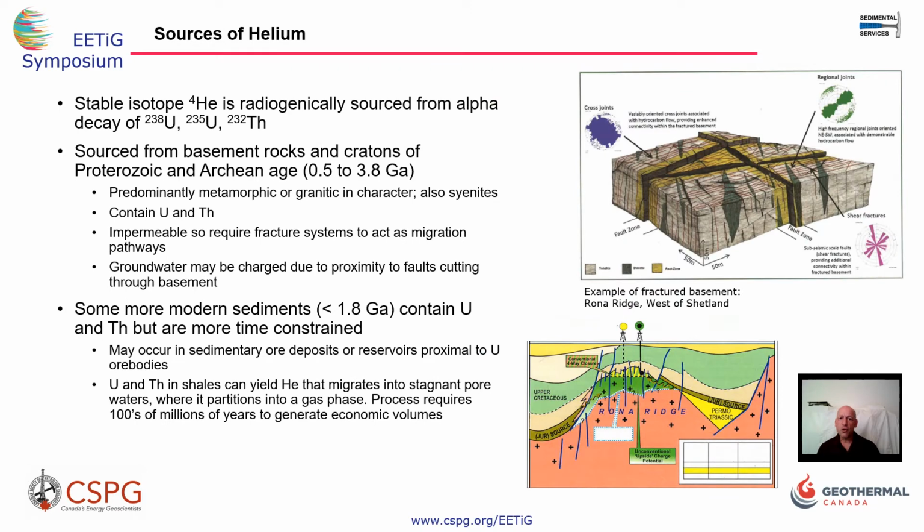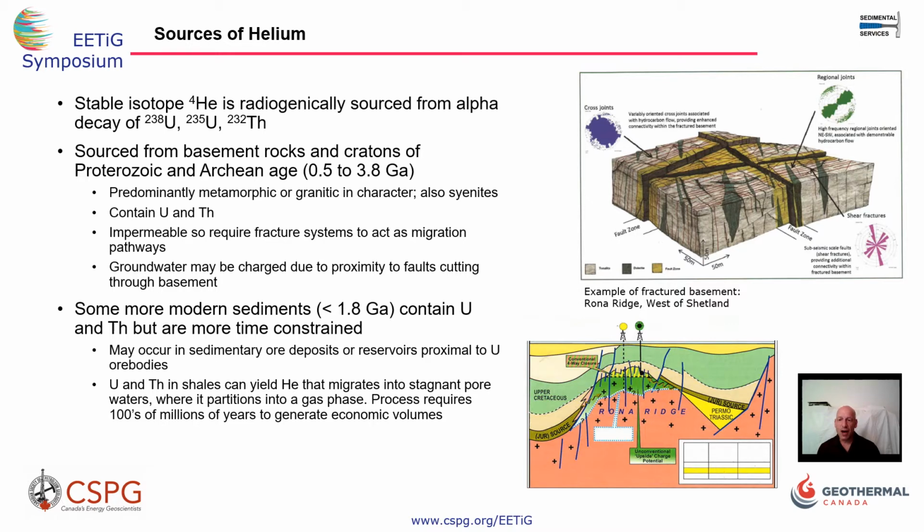So let's talk about the sources of helium, and as we mentioned earlier, it's radiogenically sourced from alpha decay of either uranium or thorium. And typically it's sourced from basement rocks and cratons of Proterozoic and Archean age. So these can be up to 3.8 billion years in age. Predominantly these rocks are metamorphic or granitic in character, although you can also see syenites, and they have to contain uranium and thorium. And typically they're impermeable, these rocks, so you need to have fracture systems to act as migration pathways for the helium to escape from these rocks.